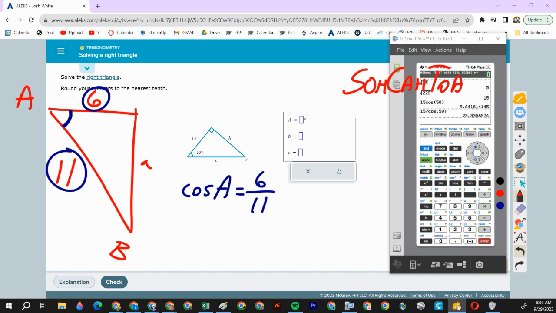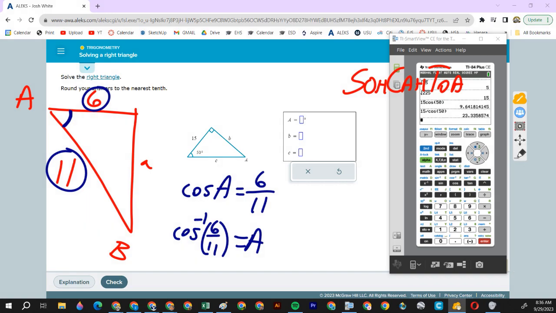We invert. So cosine will take an angle and give you a ratio. The inverse will take a ratio and give you an angle. So we invert this and get cosine inverse of 6 over 11 is angle A. So cosine inverse of 6 over 11 is 56.94. So this is 56.94. How will I find angle B?